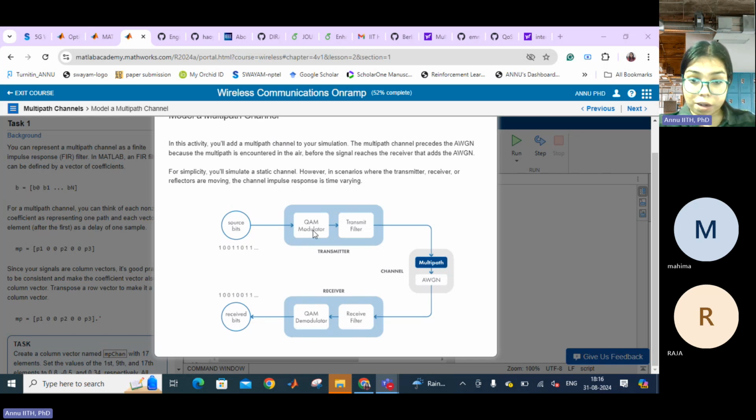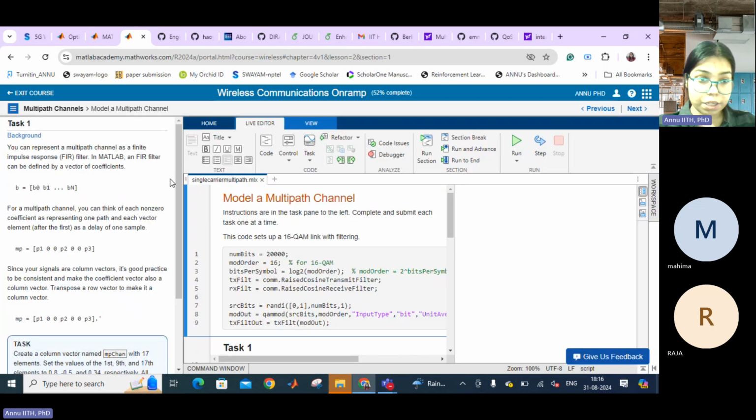So the QAM modulator we already saw, the transmit filter we already saw. Now we will see the multipath AWGN. You can represent the multipath channel as a finite impulse response filter. In MATLAB, the FIR filter can be defined by a vector of coefficients. So let's say we have B equals B0, B1 to Bn. For a multipath channel, you can think of a non-zero coefficient as representing one path, and each vector element after the first as a delay of one sample.